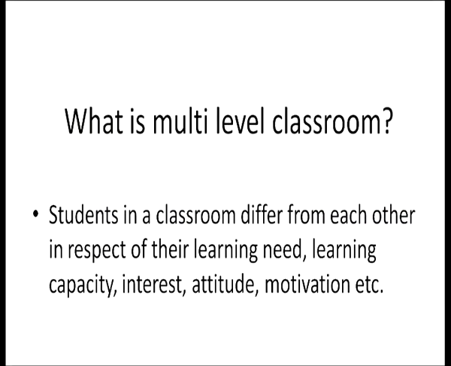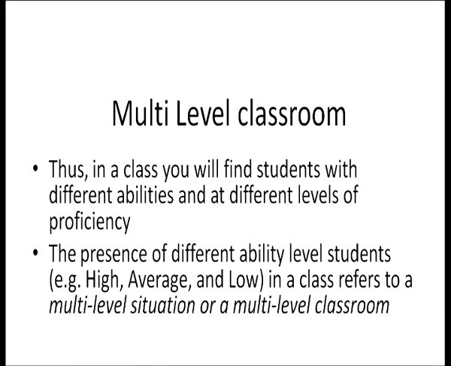Students in a classroom therefore differ from each other in respect to their learning needs, their learning capacity, their interests, their attitudes and motivation, and so on and so forth. Therefore, this classroom in which we find different kind of students with different abilities and at different levels of proficiency is called a multi-level classroom. The presence of different ability level students like the high, average and low in a class refers to a multi-level situation or a multi-level classroom.